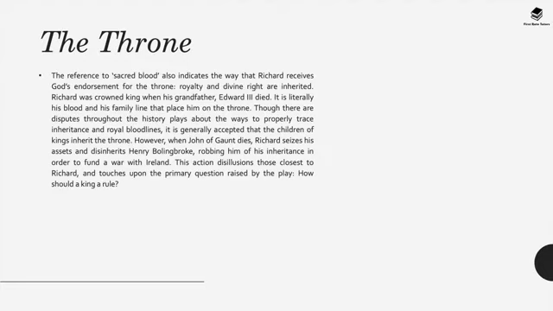However, when John of Gaunt dies, Richard seizes his assets and disinherits Henry Bolingbroke, robbing him of his inheritance in order to fund a war with Ireland. This action disillusions those closest to Richard and touches upon the primary question raised by the play: how should a king rule?